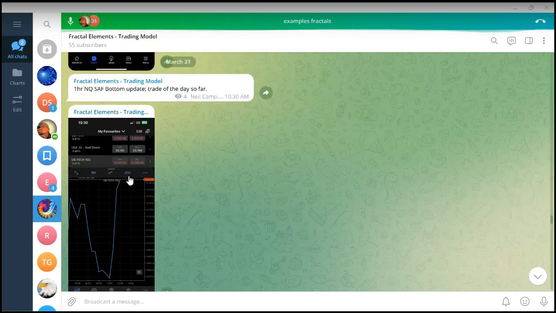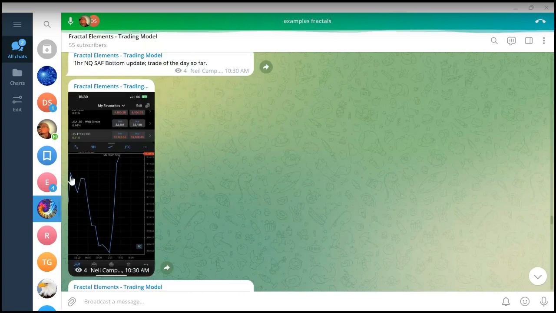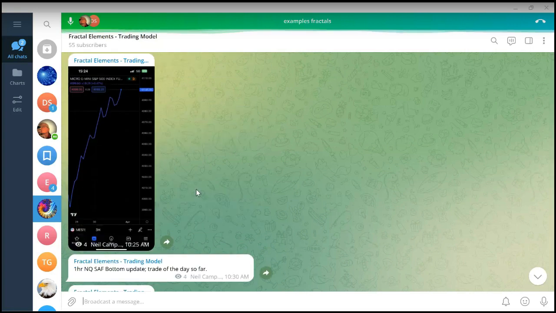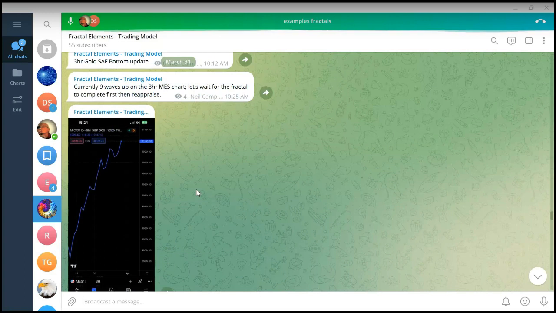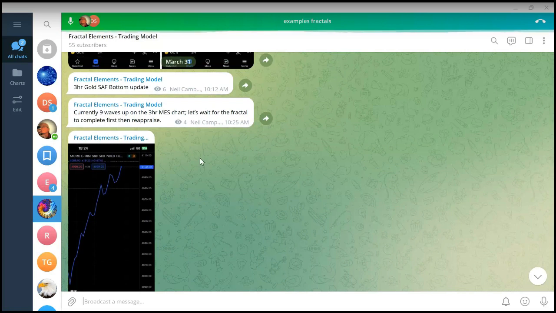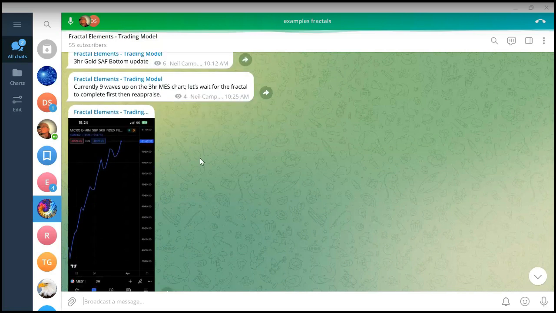Oh, here's his update on the 1 hour NQ bottom here. 1, 2, 3, 4, 5. Straight up. Again, it takes practice, the more time you do this. Now, at times, the 7 up will go to 9. And you have to wait for a confirmation.